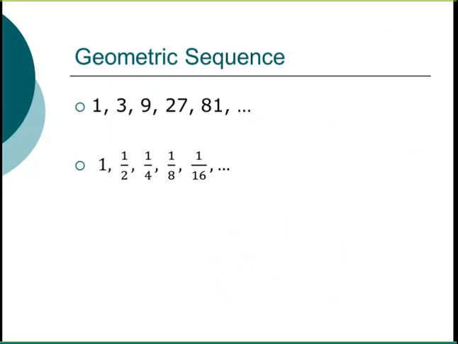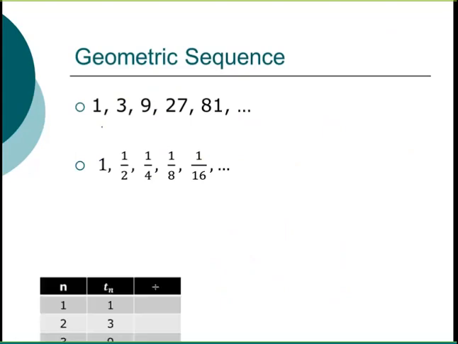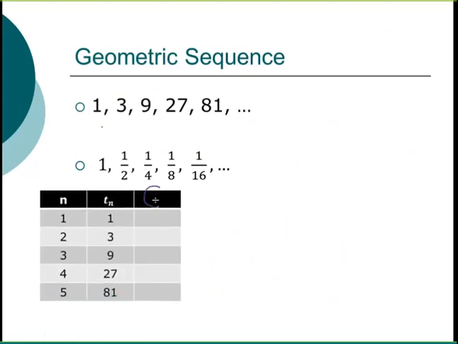Okay. So now we're going to take a look at geometric sequences. Geometric sequences have a common ratio, versus in the arithmetic sequences where we had a difference. So what that means is that instead of doing a subtraction column, we're doing a ratio column.